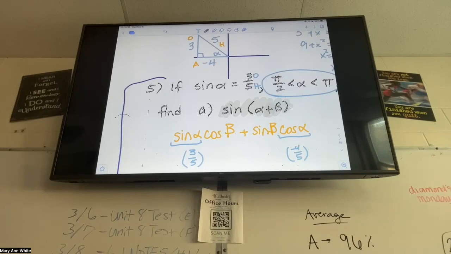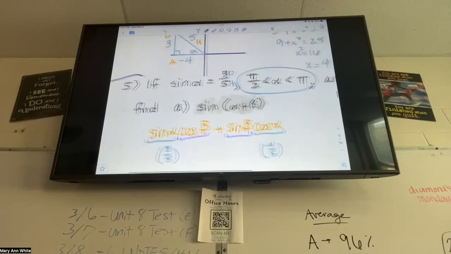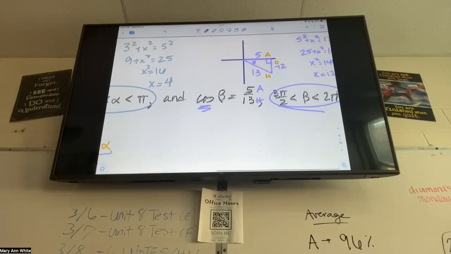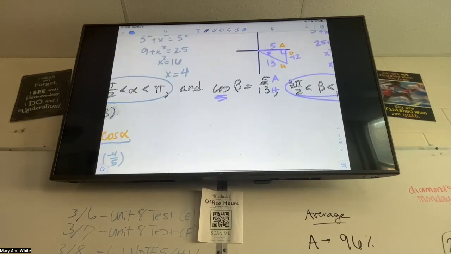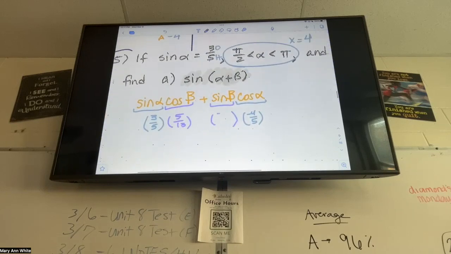You guys okay with that so far? Okay, now we're gonna do the same thing for beta. Looking at my picture, cosine of beta is 5 over 13. And then sine of beta is -12 over 13.